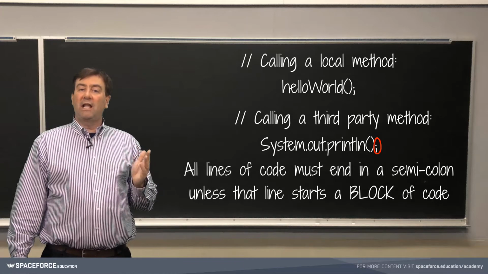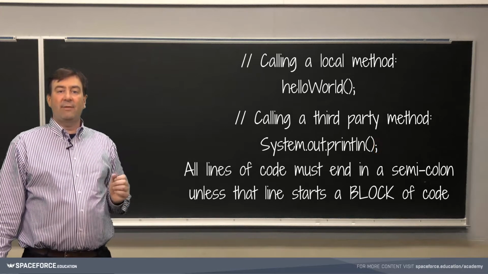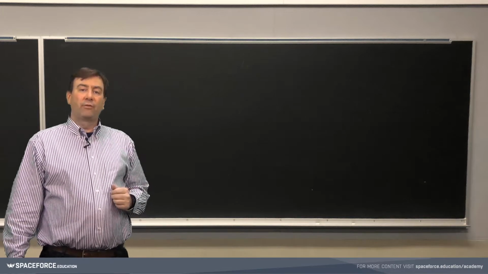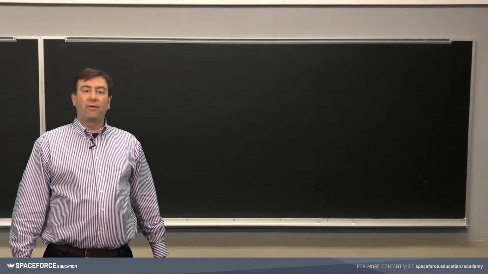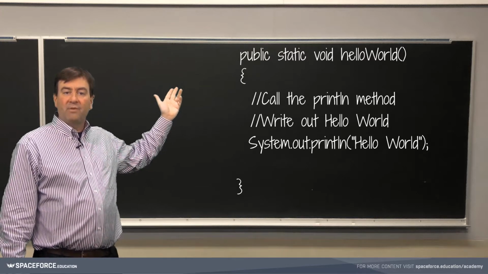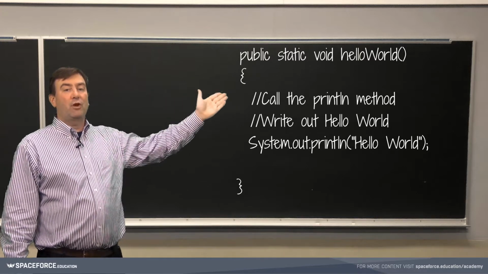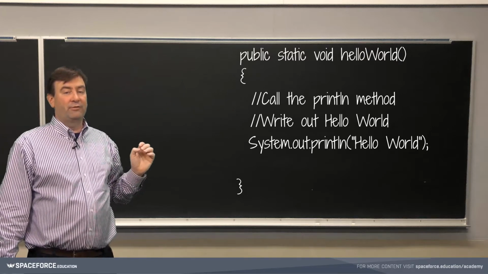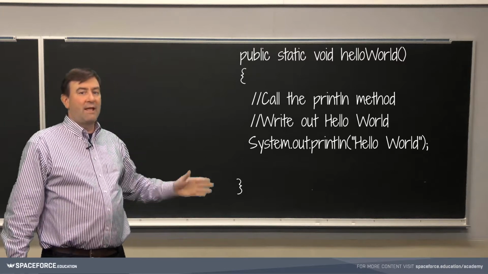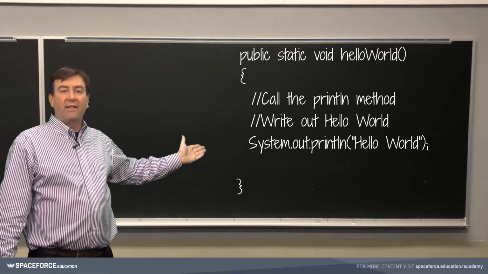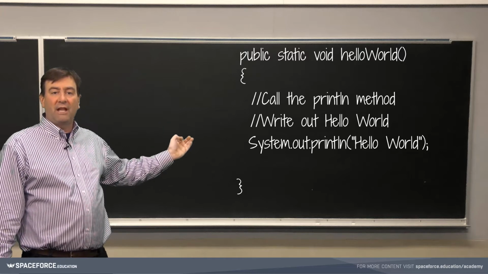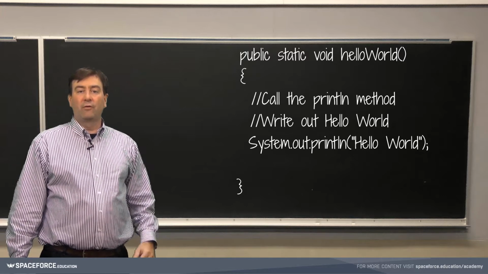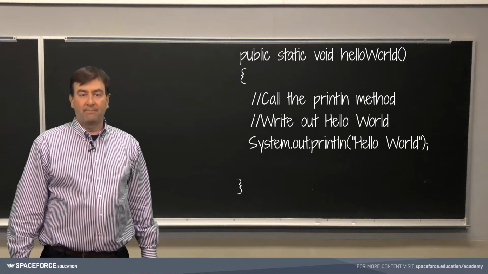That's because all lines of code need to end in a semicolon unless that line of code starts a block of code. So let's look at the program again. The first line is the method declaration. It starts a block of code, so it has no semicolon after. Remember that a block of code is enclosed in curly braces. The next line is a comment. Then the next line is a call to the println method. It does not start a block of code. It is just a single line of code, so it has a semicolon after it.